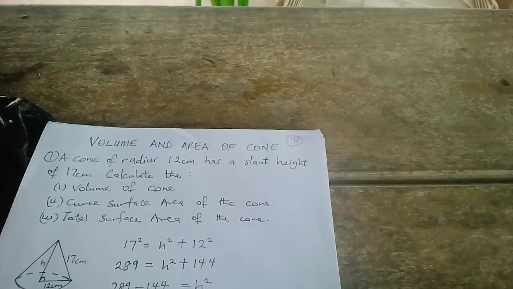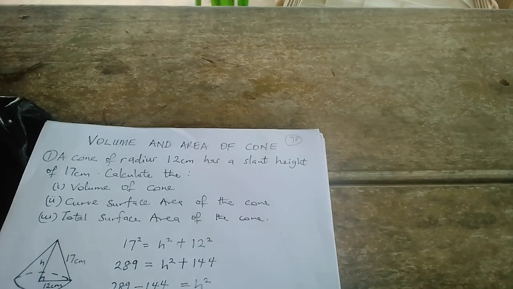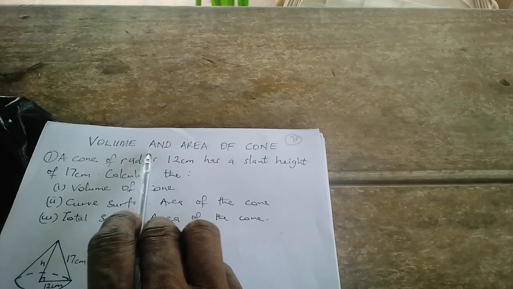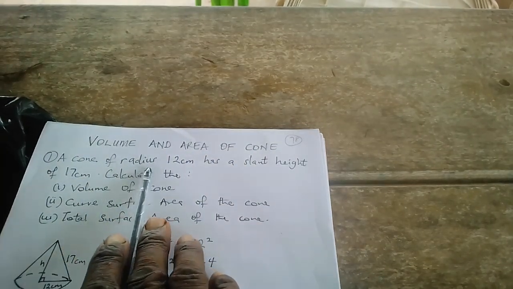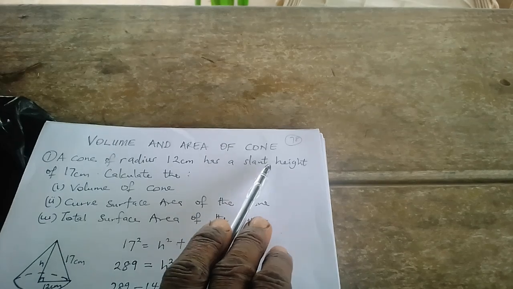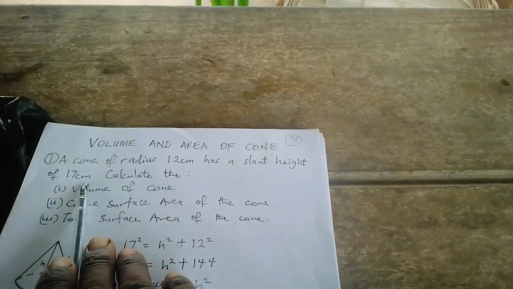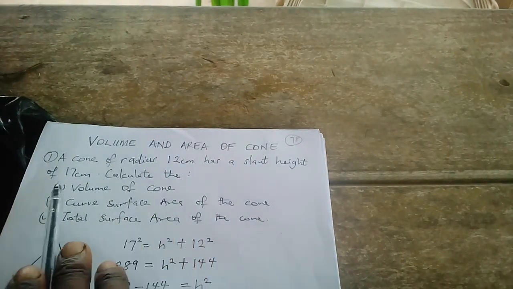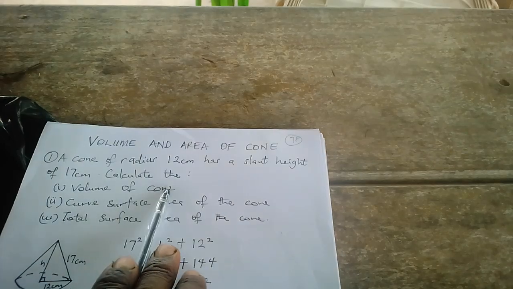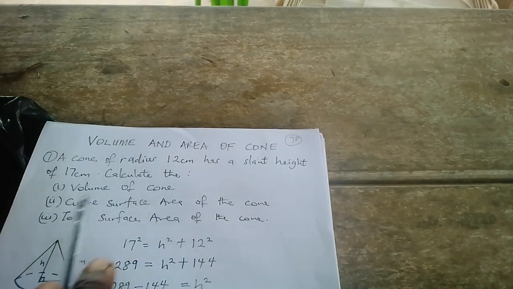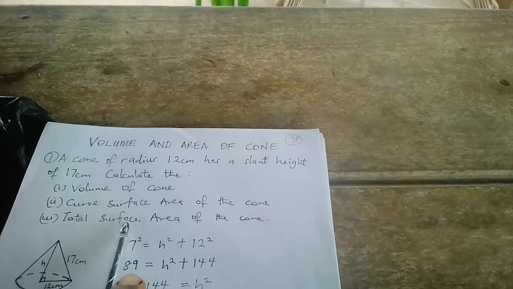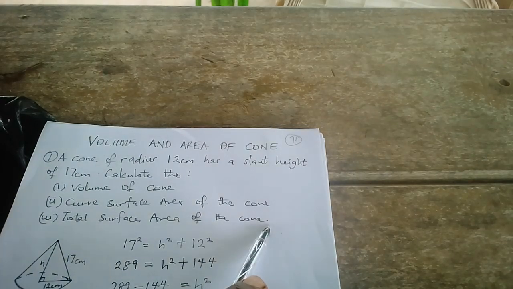Students, today we are looking at the volume and area of a cone. A cone of radius 12 cm has a slant height of 17 cm. Calculate: 1. the volume of the cone, 2. the curved surface area of the cone, 3. the total surface area of the cone.